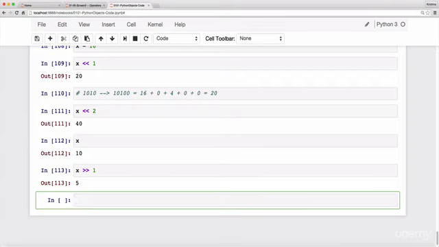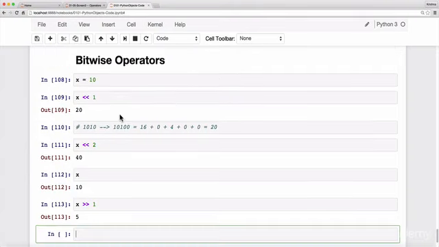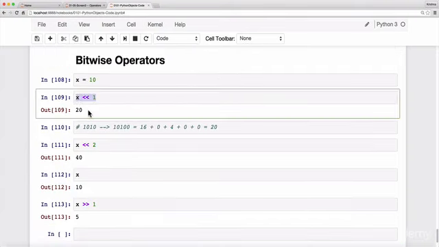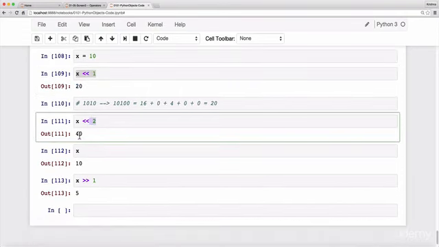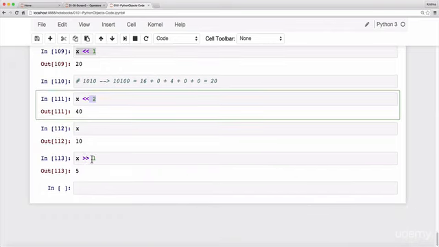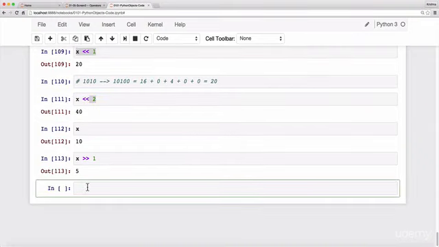The first thing is, when you shift it left, it is like multiplying by 2. That's why you got 20. Originally it was 10, it became 20. Similarly, when you shift it twice, you got 40: 10 becomes 20 and 20 becomes 40. And similarly in the right shift, it is like dividing by 2, because 10 by 2 is 5. That's why you got 5 here. That is about right shifting.